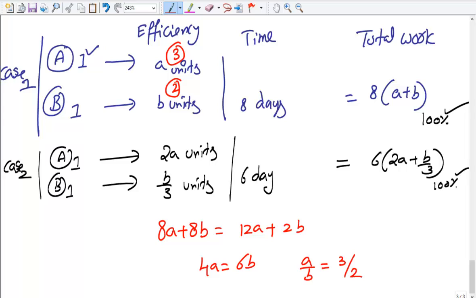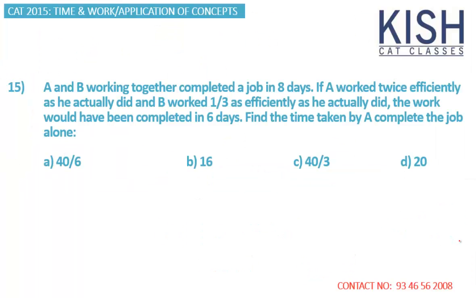So in such a case, total work we can calculate, that is 8 times of A plus B, that is 8 times of 3 plus 2, that is 40. So total work is 40 units. Now if A is working alone, since his capacity per day is 3 units, he is going to finish 40 units in 40 by 3 days. That's simple.